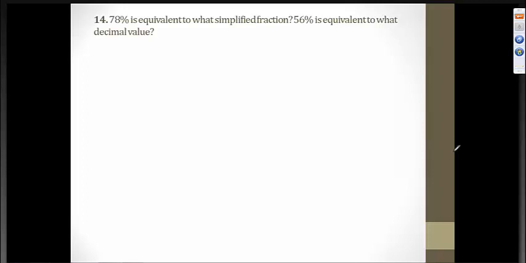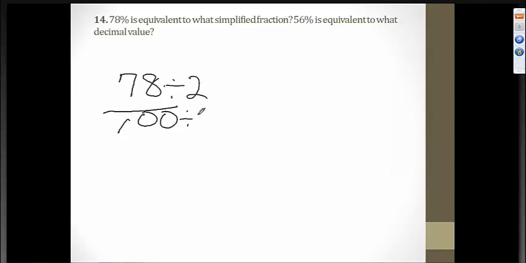One of the things that we have to remember when we're dealing with percents is that percent literally means parts of 100. So when I have 78%, it is going to be 78 over 100. And what I have to do is simplify that fraction. They want it simplified, so I need a common factor for 78 and 100. Because they're both even numbers, I'm going to divide each by 2. And when I divide each by 2, 78 divided by 2 is 39. 100 divided by 2 is 50.